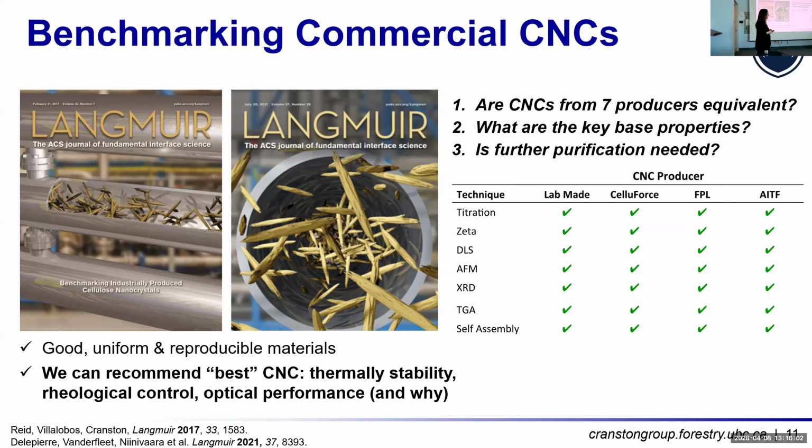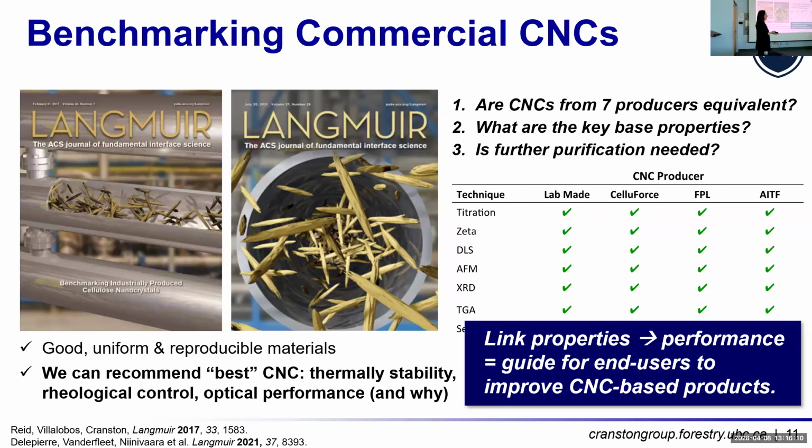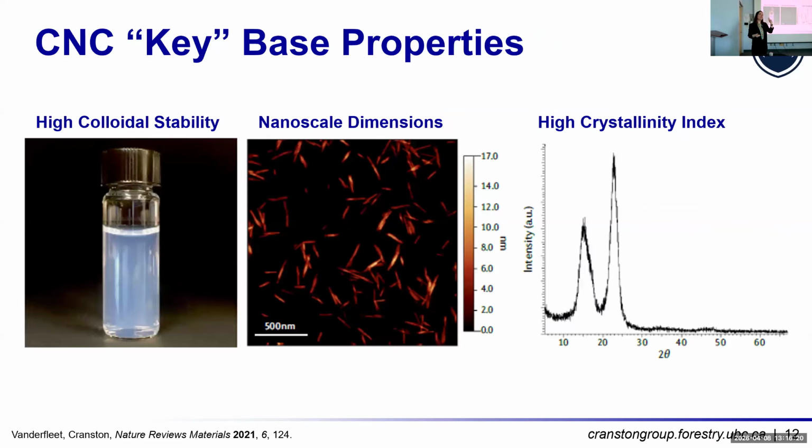So it wasn't trying to identify the best, but by doing careful side-by-side characterization, it really gave us more insight so that we could link properties to performance and have a guide for people that want to develop these nanocellulose-based products. And so in doing this, we decided that the 3 key properties that our cellulose nanocrystals need to have in order to say that it's a good CNC is colloidal stability, nanoscale dimensions, and high crystallinity.